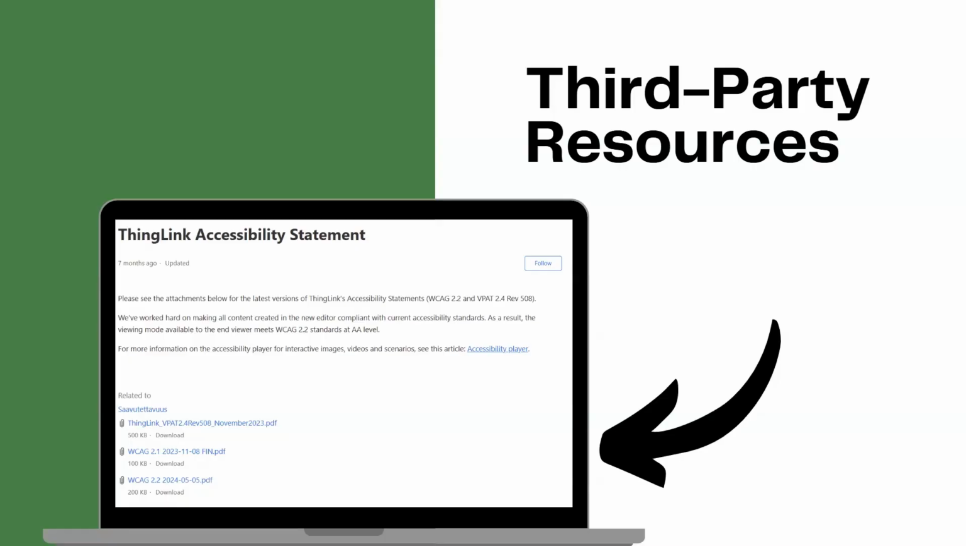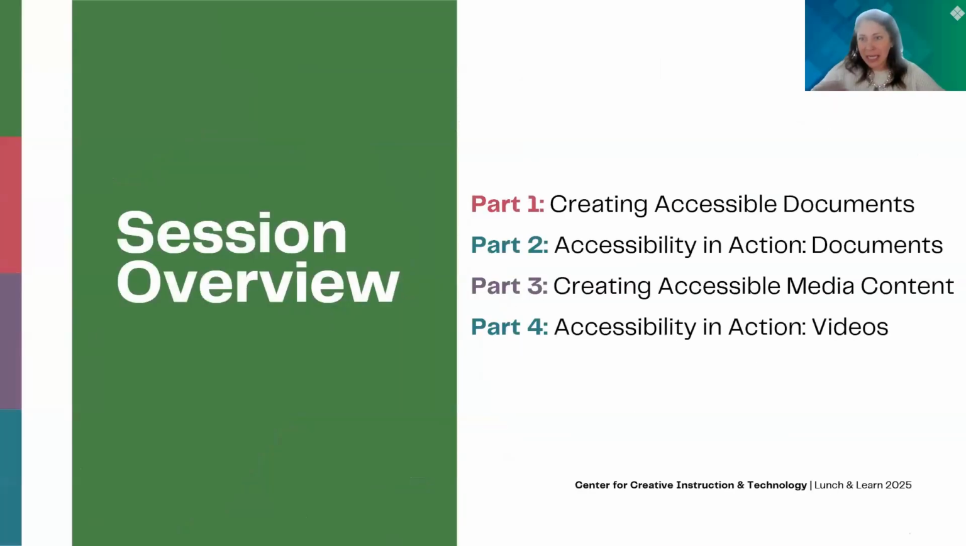In today's session, we're going to do a two-part on this. We're going to talk about what makes a document accessible, and then I'm going to show you in Microsoft Word what this actually looks like in action. And then we're going to dive into media. We're going to look at what makes media and videos accessible, and then I'm also going to demonstrate some of that in real time for you as well. So as I'm going, feel free to unmute, drop questions in the chat, because this is a really interesting topic, and there's a lot of new things that even us here at CCIT are learning every single day.